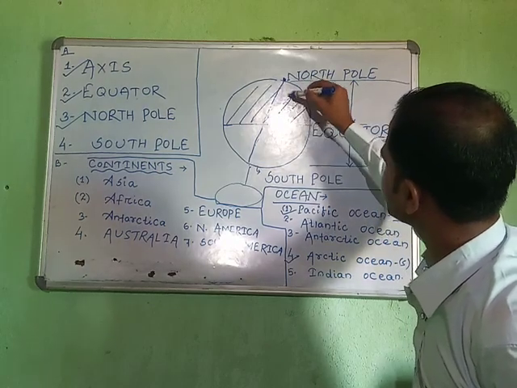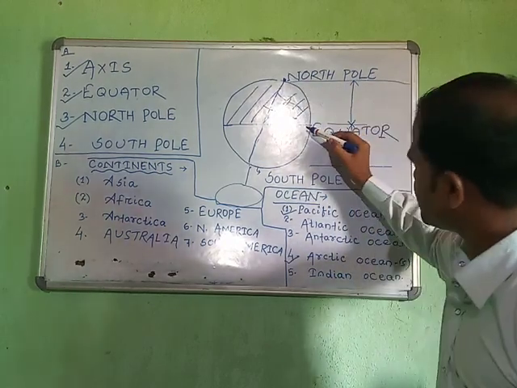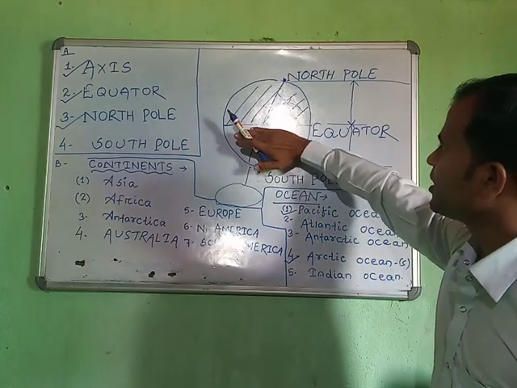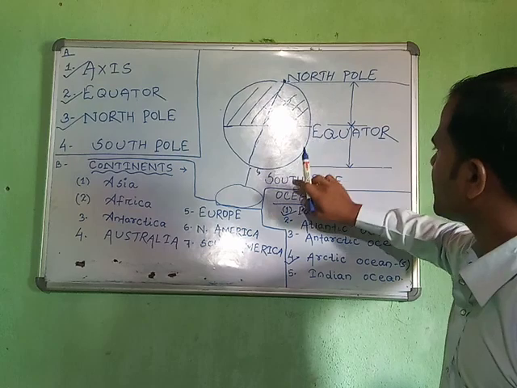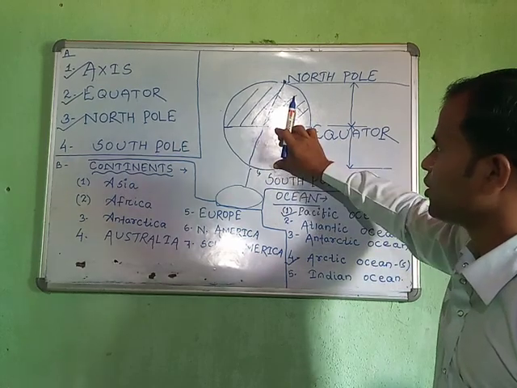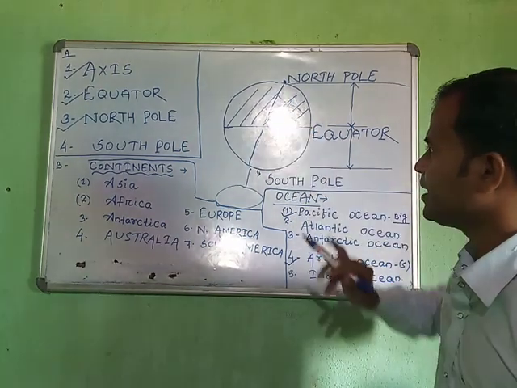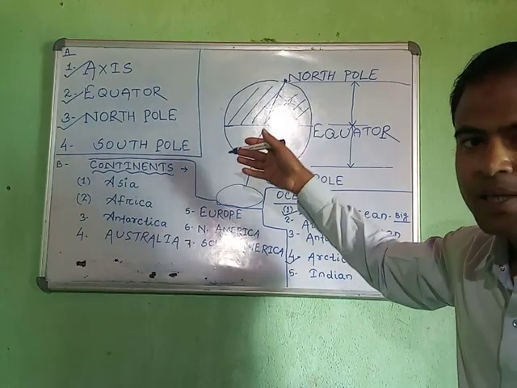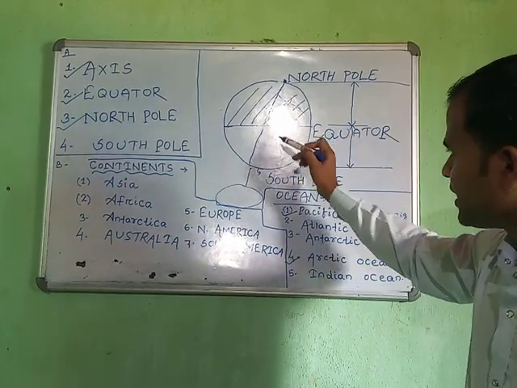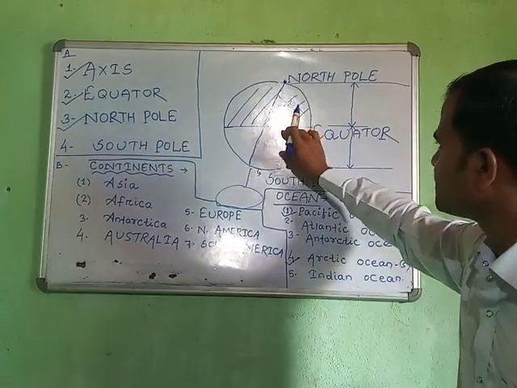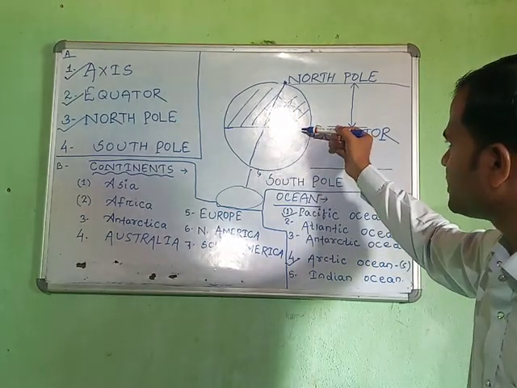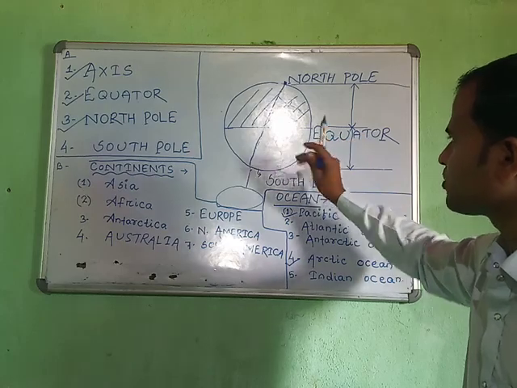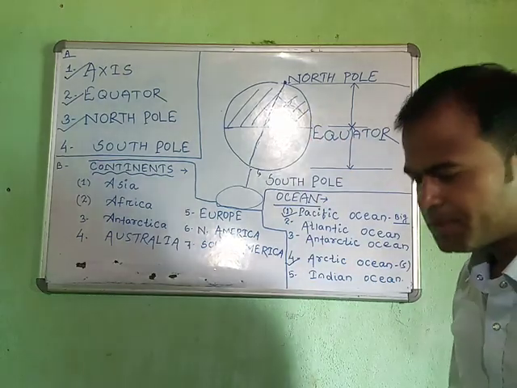And after that, from equator to South Pole, this part is our Southern Hemisphere. How can you define it? The area which lies between equator and South Pole is called Southern Hemisphere.